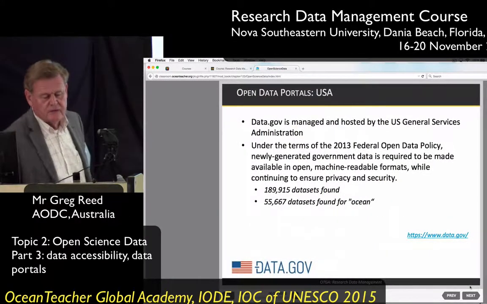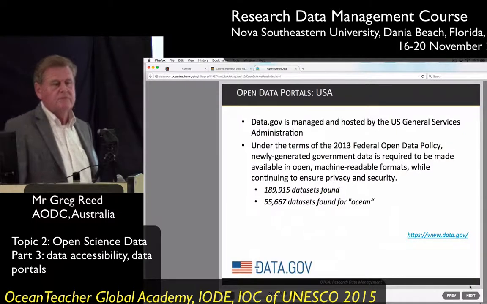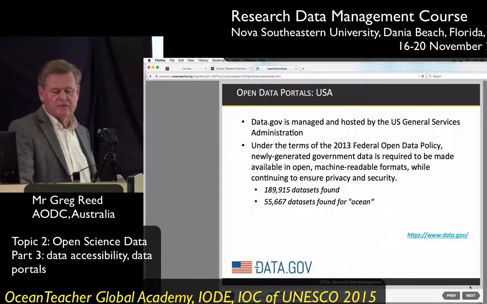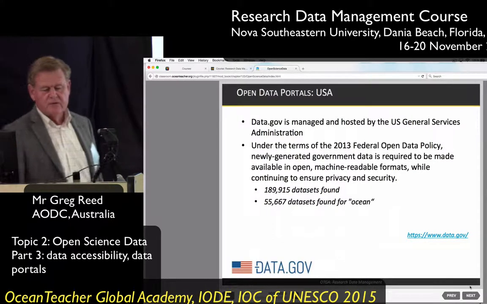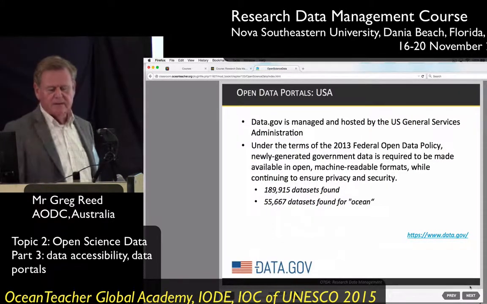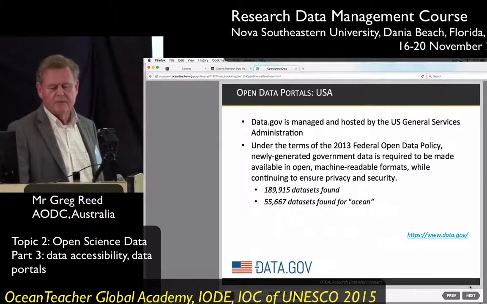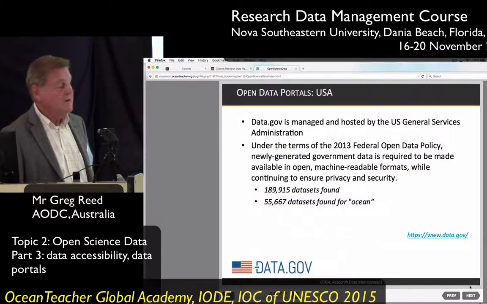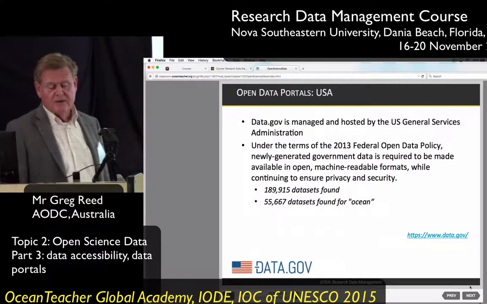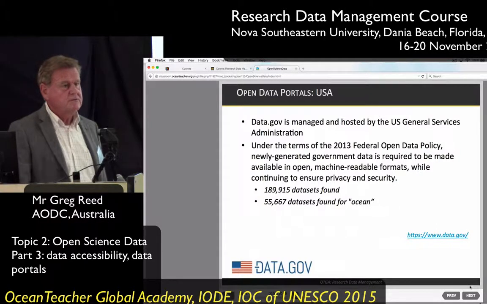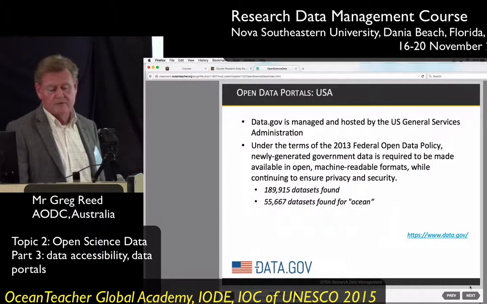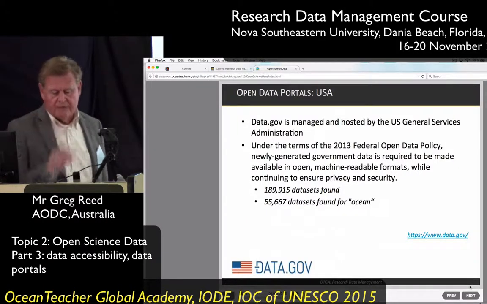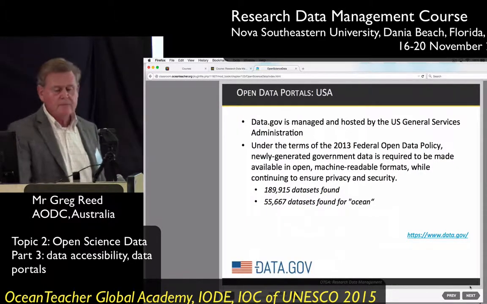In the US, you've got data.gov, which is managed by the US General Services Administration. Under the 2013 Federal Open Data Policy, all generated government data is required to be made available in open machine readable formats. When I did a search, there are currently over 189,000 data sets. And when I searched on oceans, there are 55,000 data sets available. So it's quite a lot of government data that's freely available through this portal.